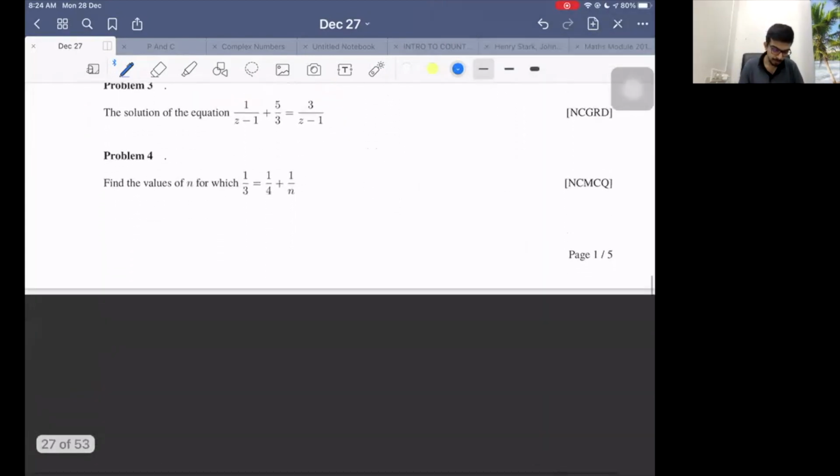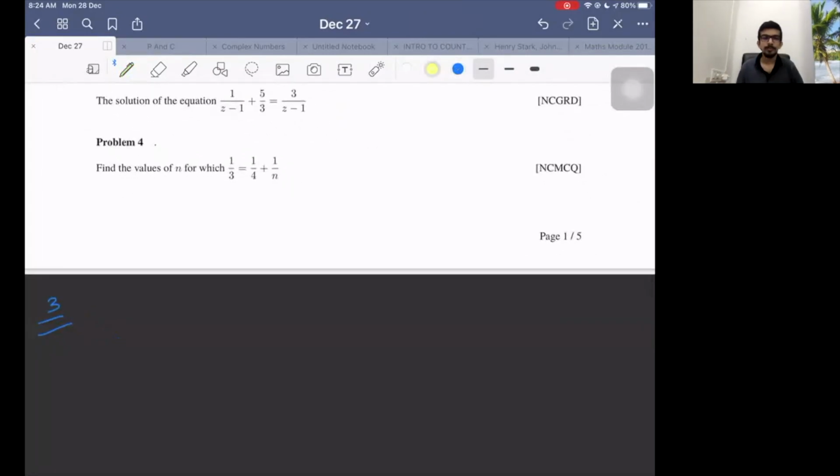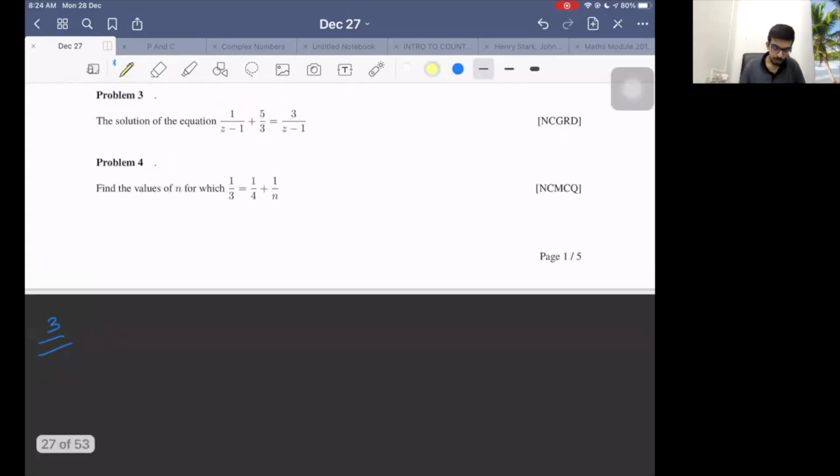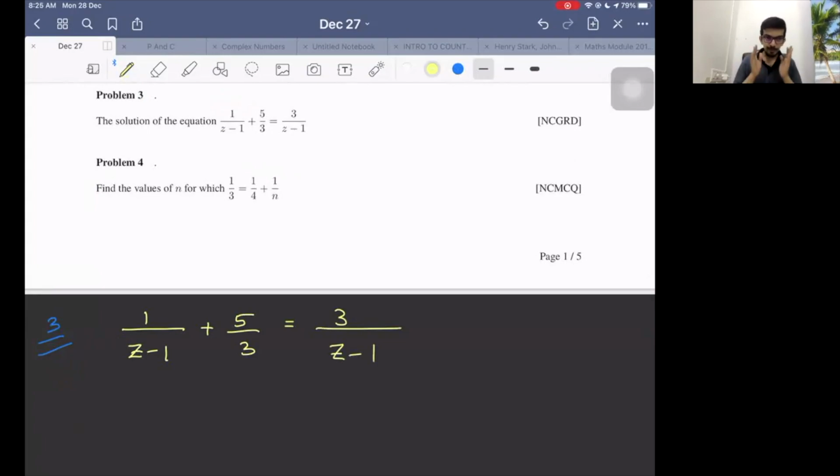We are on problem number 3 now. The solution to the equation 1 over z minus 1 plus 5 by 3 is equal to 3 over z minus 1. Before even attempting to solve this question, what should you do? You have to immediately write that z is not equal to 1, because we just learned this. Before trying to solve a question, you have to note down those values which will make the original question invalid, because if you happen to get z is equal to 1 as your answer, you have to reject it, because z is equal to 1 cannot be an answer.